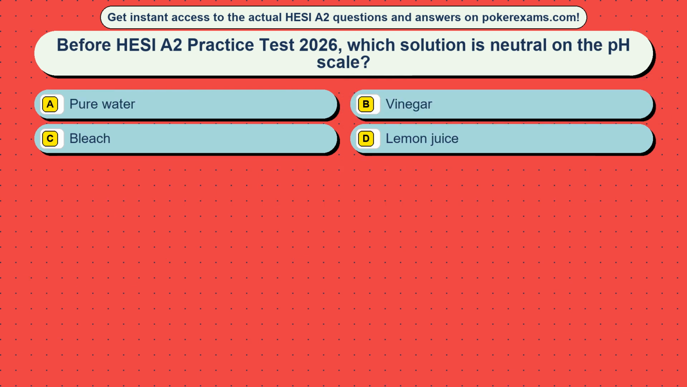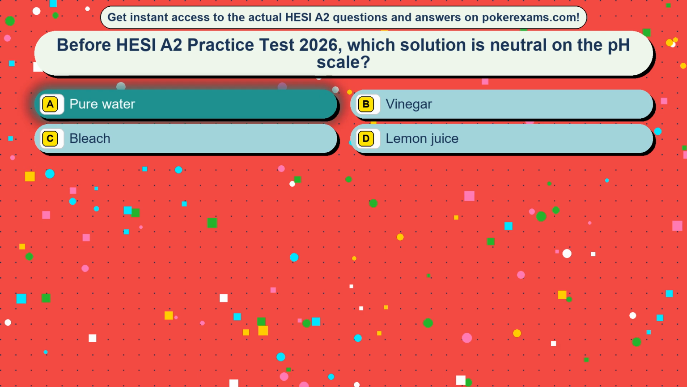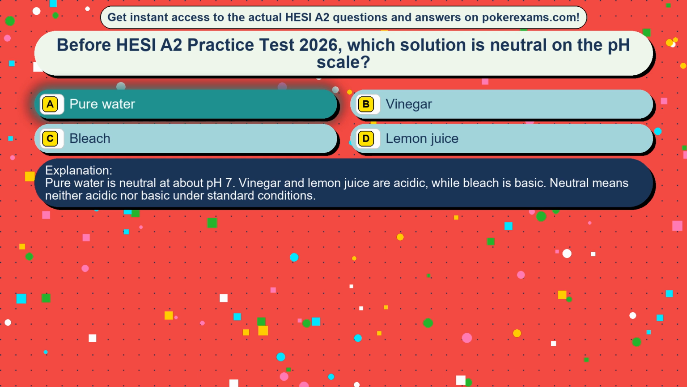Question 45. Before HESI A2 Practice Test 2026, which solution is neutral on the pH scale? Option A, pure water. Option B, vinegar. Option C, bleach. Option D, lemon juice. The correct answer is option A, pure water. Pure water is neutral at about pH 7. Vinegar and lemon juice are acidic, while bleach is basic. Neutral means neither acidic nor basic under standard conditions.